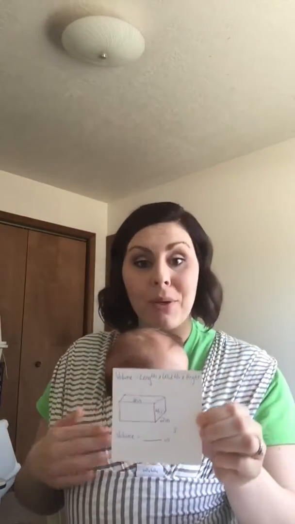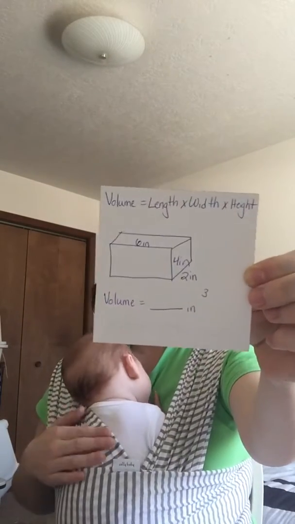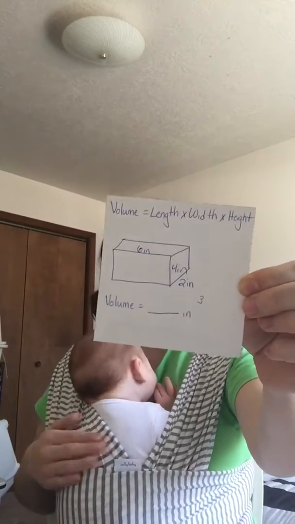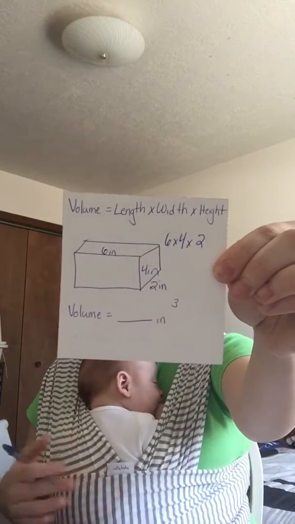I need to multiply all 3 of those numbers. So if I'm multiplying 6 times 4, I'm going to get 24. And then if I multiply 24 by 2, because I'd have to do 6 times 4 times 2, I'm going to get 48. So I'm going to put down the volume.